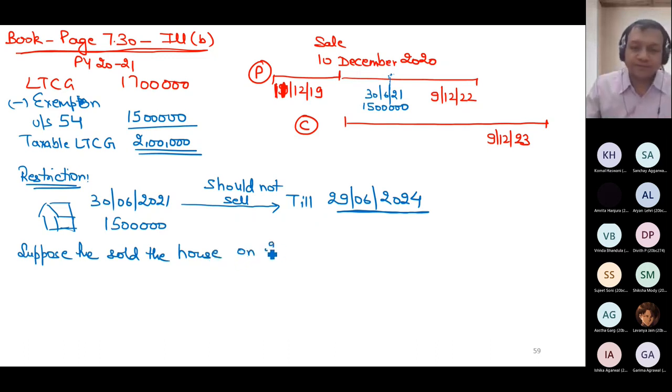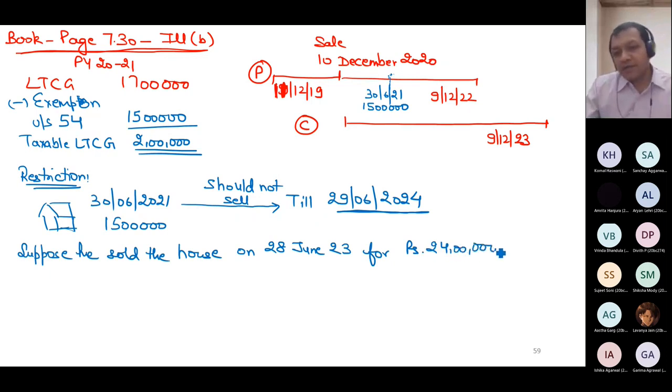On 28th June 2023, for rupees 24 lakh. He committed a mistake. He got the exemption of 15 lakh in the previous year 2021 because he purchased this house. He should not have sold this house.